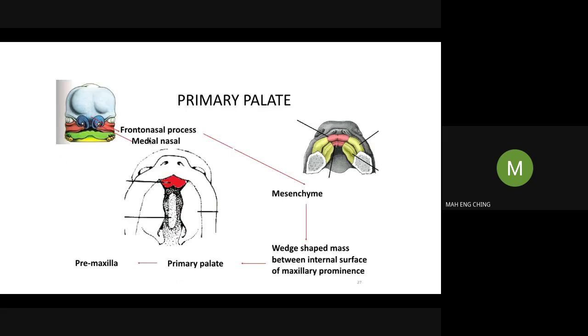So you see, this one is the frontal nasal process. We have the nose, this one the maxilla, the mandible. The primary palate, which is the red color, is called the primary palate or premaxilla.